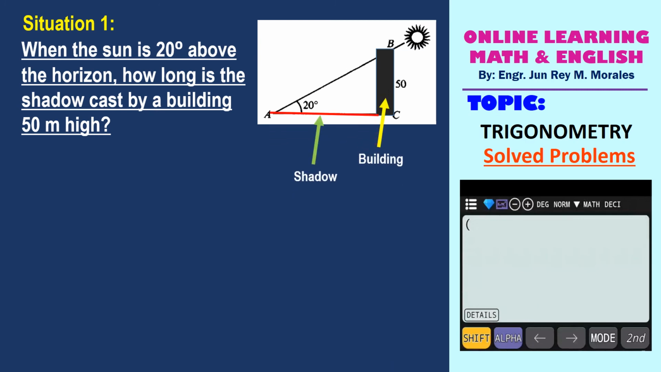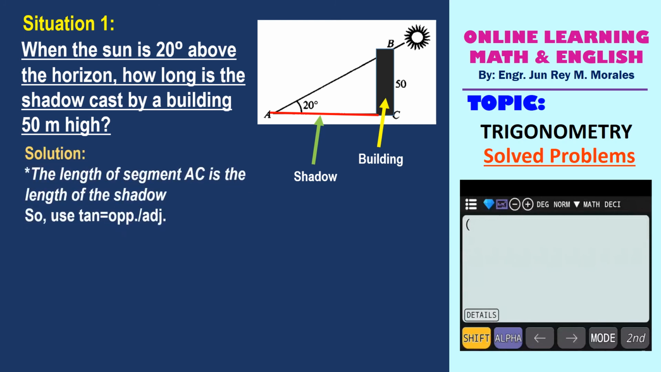Looking at the drawing, the segment AC is the length of the shadow of the building. By inspection, the given angle is 20 degrees, its opposite side is 50 meters, and the required length is its adjacent. Since we are given the angle, opposite side, and the adjacent side, we need to use the formula of tangent. Tangent is equal to opposite over adjacent.